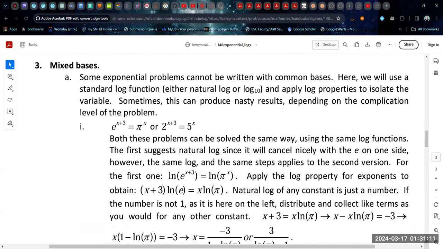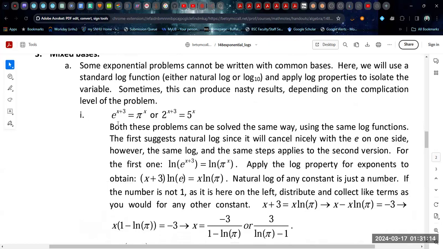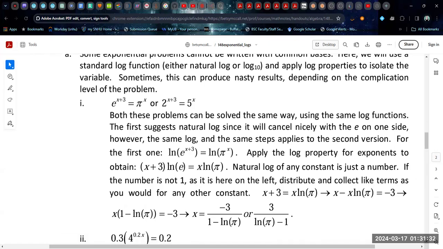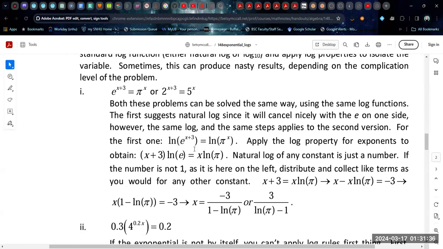Now, another kind of problem we could encounter are mixed bases, so exponential problems or log problems that have different bases. So for instance, e to the x plus 3 is equal to pi to the x, or 2 to the x plus 3 is equal to 5 to the x, for example. Now, we have to get the variables out of the exponents in order to solve for them. And so you can apply the log to both sides. Where the bases match, then great, you'll get some reduction going on.